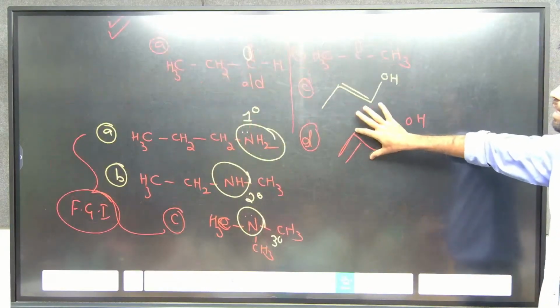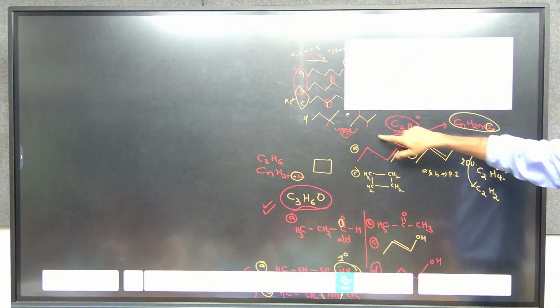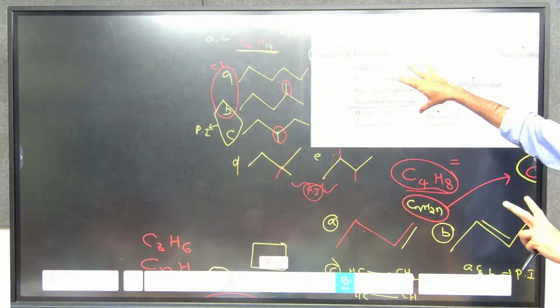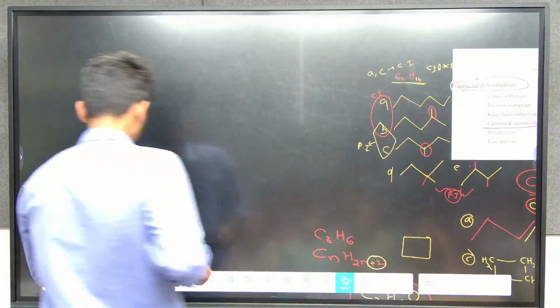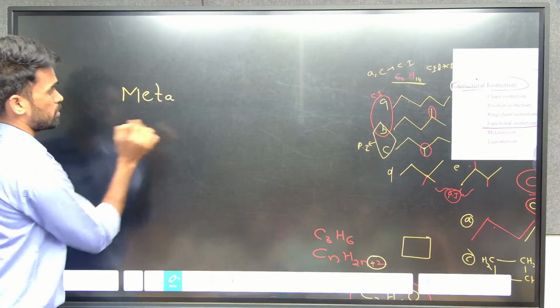So what are the other things we are still remaining with? Okay. Next ones are metamerism and tautomerism. See, two other things are remaining here. First one is what? Very easy. Just follow whatever I am saying. Metamerism.